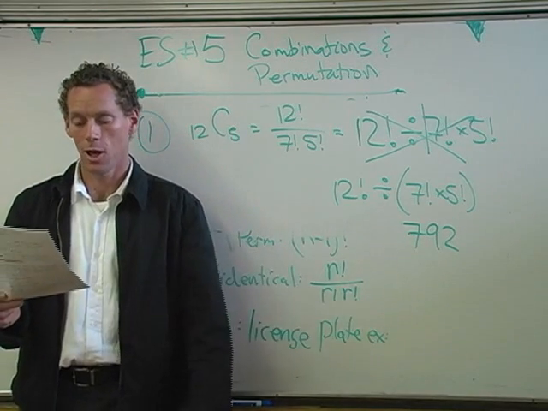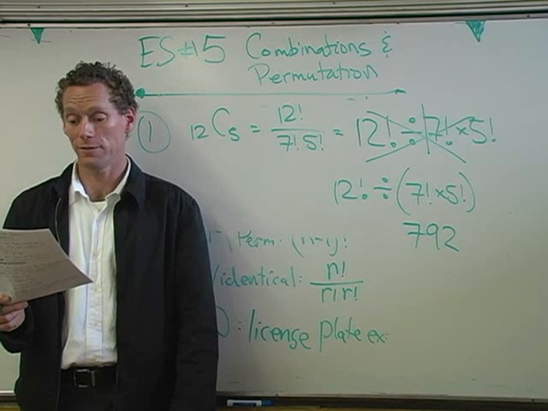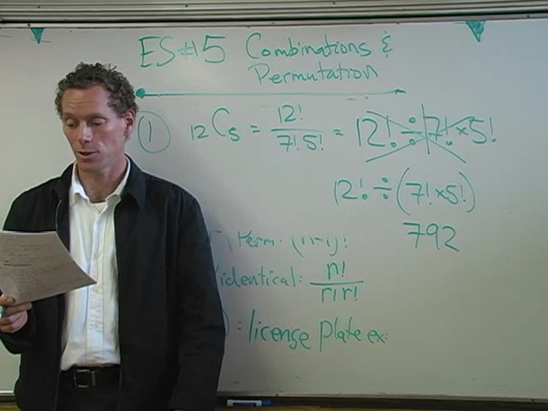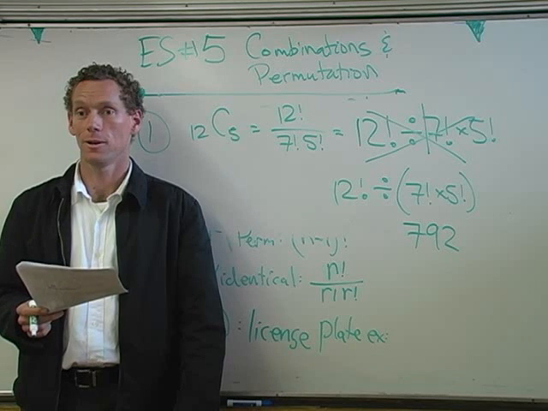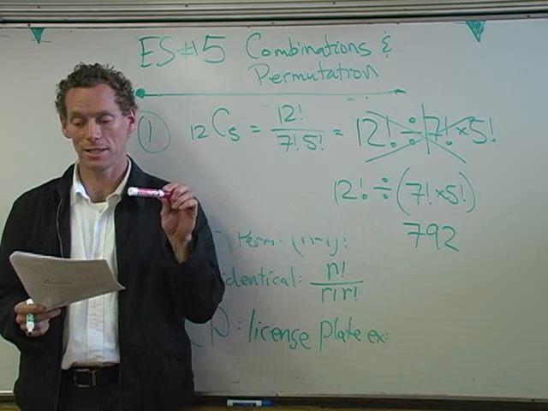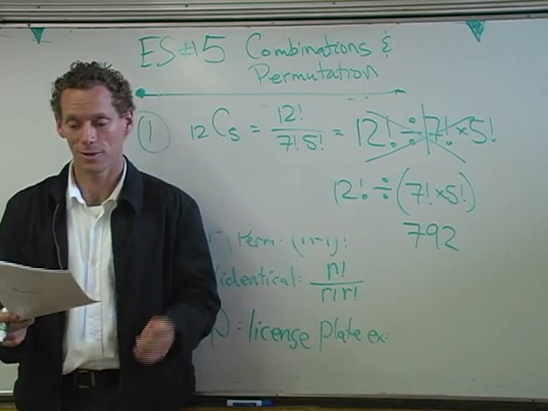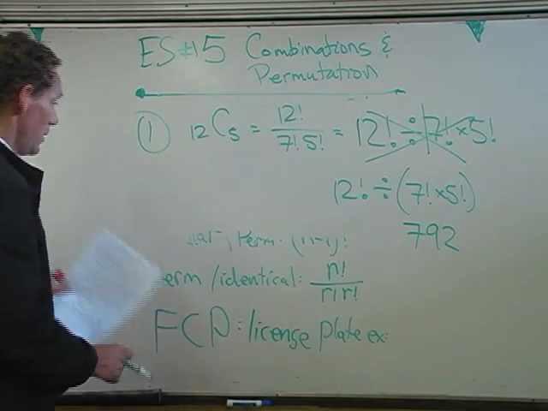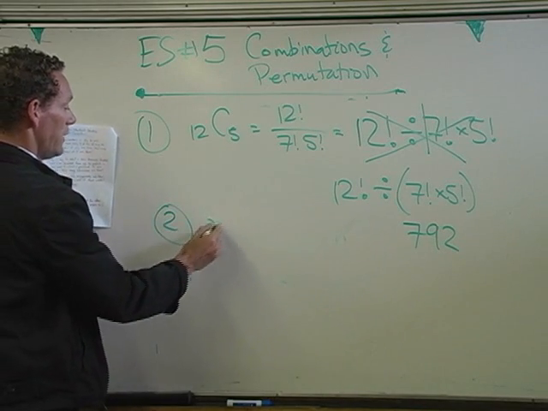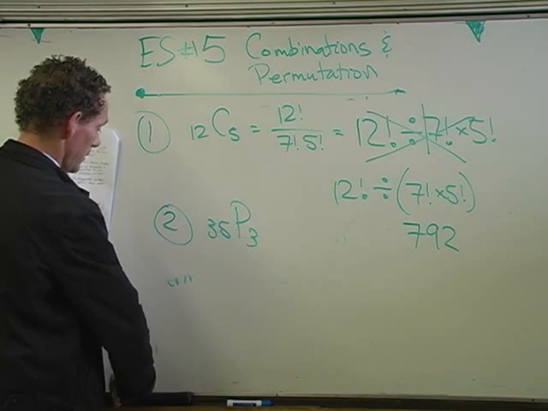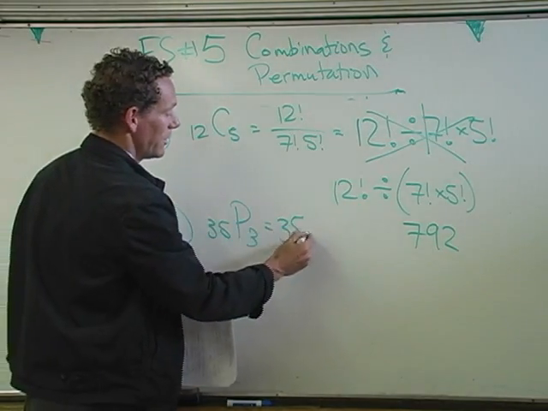Next question. Number 2, Mr. T has to select a class treasurer, president, and vice president. If there are 35 students in class, each of which is qualified for each position, how many possibilities are there? That's a permutation, because if you're president and Jonathan's vice president, that's different from him being president and you being vice president. So for question number 2, it's 35P3, which is going to end up being 35 times 34 times 33.